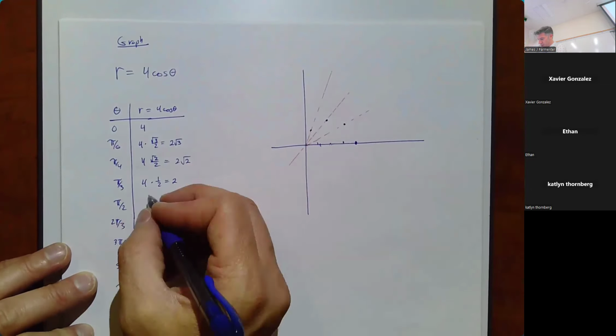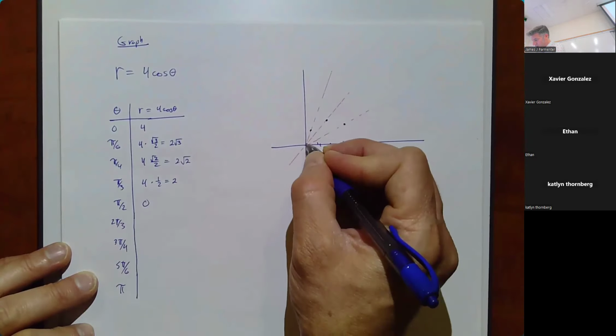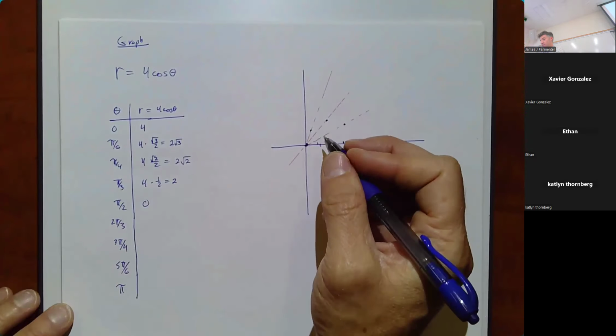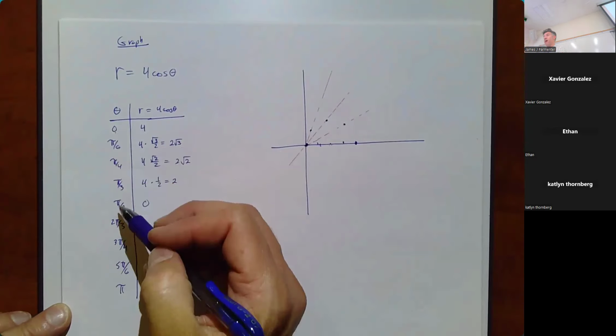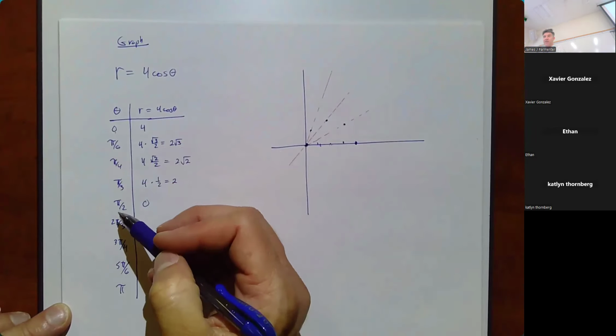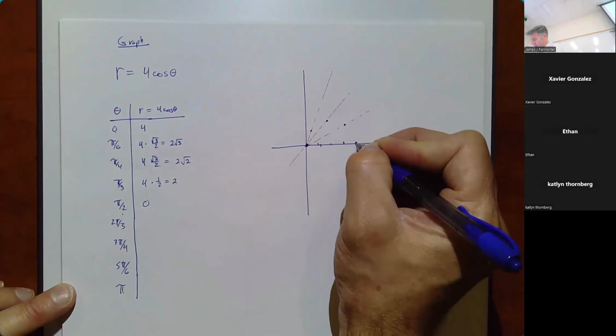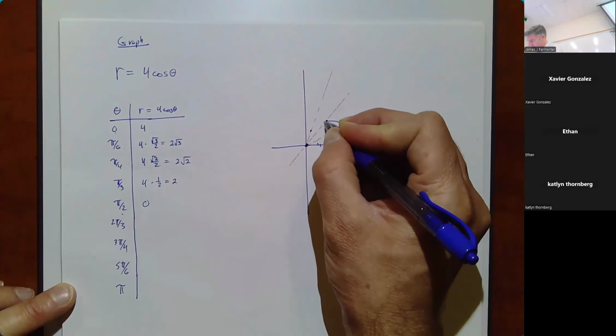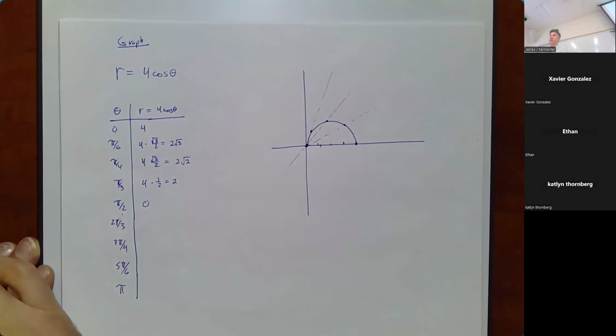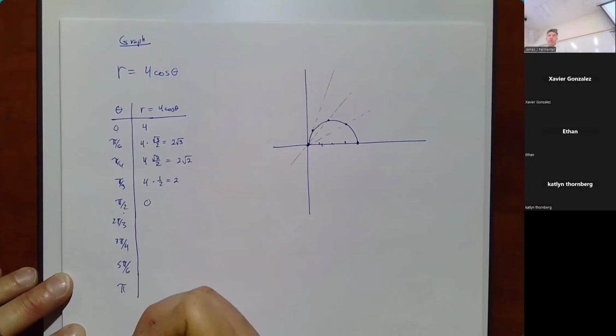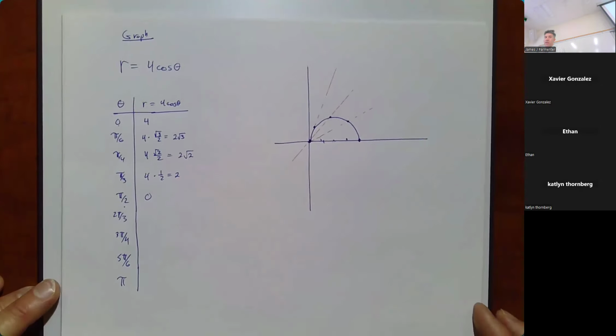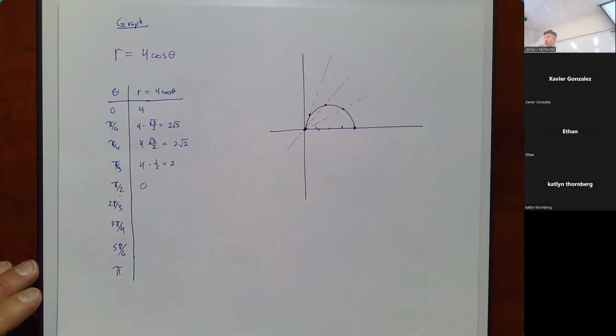And halfway through, cosine of pi over 2 is 0. So check this out. My angle going from 0 to pi over 2, or 0 to 90 degrees, has gotten me how much of the circle? Half of the circle. So I'm going to get the other half when I do the next quadrant's worth of angles. We should check this out, because it does kind of inform us how we're going to do later things.